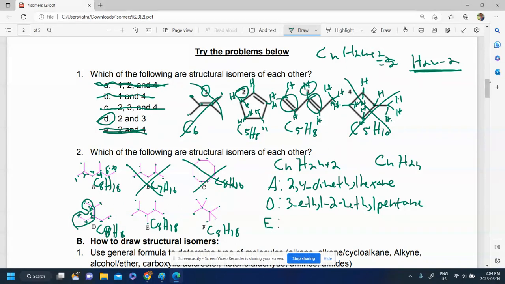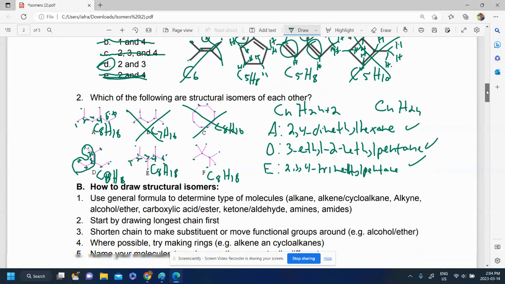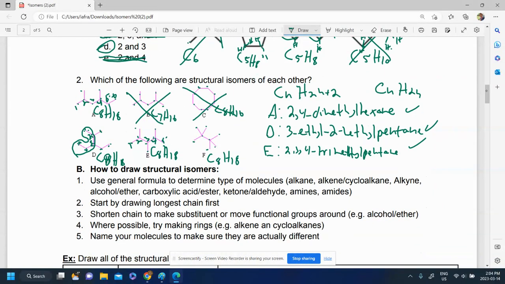Let's try E. E is 1, 2, 3, 4, 5. Doesn't really matter where we go. 1, 2, 3, 4, 5. So we have 2,3,4-trimethyl, and then pentane. So far, A, D, and E are definitely structural isomers of each other. We're just going to try F now to see if it is different than the rest.